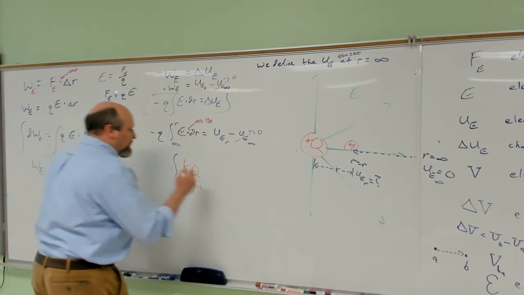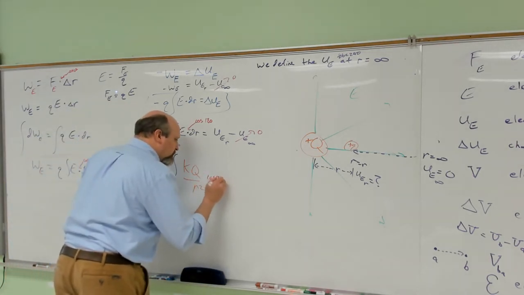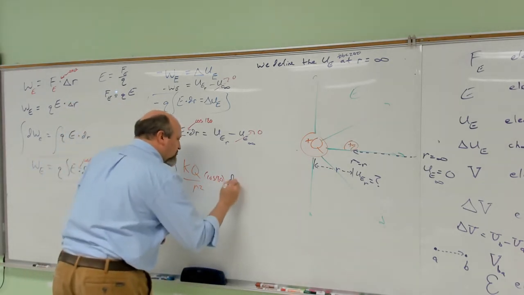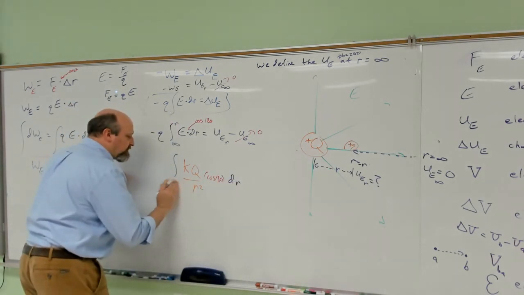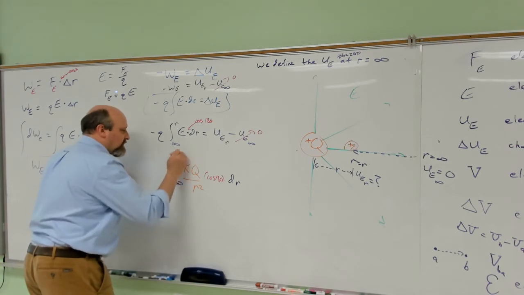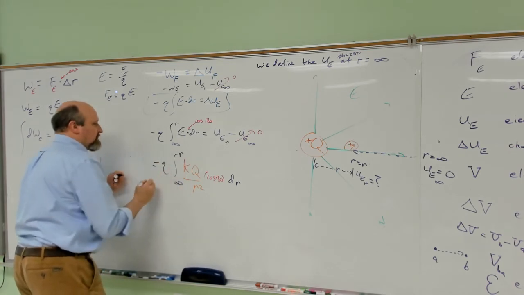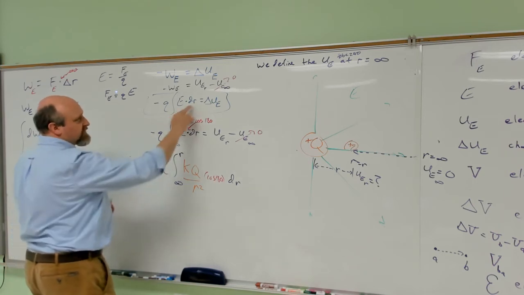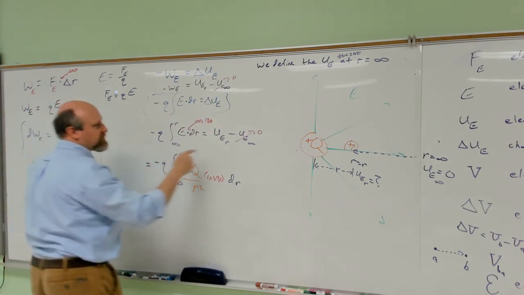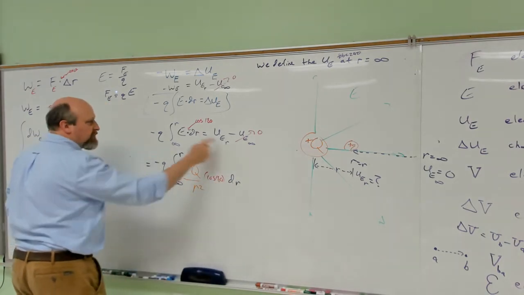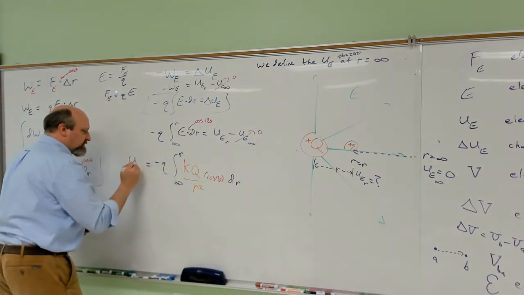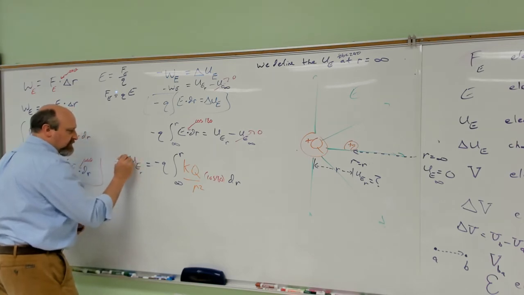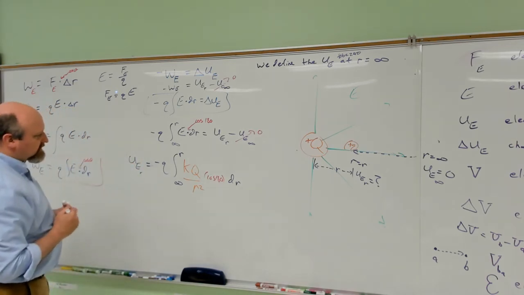I've got my cosine 180, right? And then dr, evaluating from infinity to r. Okay? And this is the delta UE, but it's not delta UE, it's actually UE at r. Let me move that to the other side just so it's out of the way over here. That's my UE at just any position r that I'm trying to find.